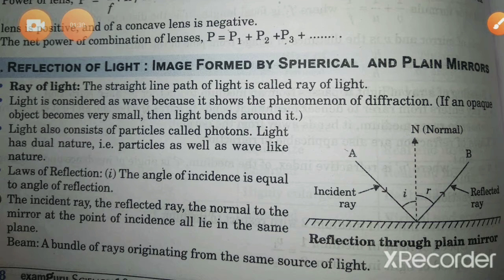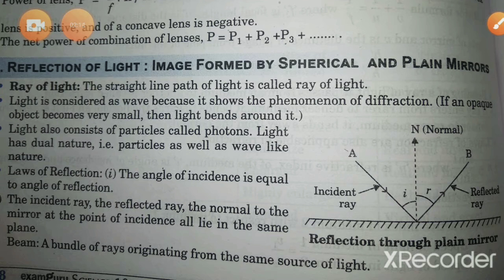Light is considered a wave because it shows the phenomenon of diffraction. Do you want to know what diffraction is? Diffraction means that we know light always travels in a straight line path, but when a very sharp edge, a very small opaque object comes into the path of the straight moving light waves, the light gets bent. This phenomenon is known as diffraction. That is, if an opaque object becomes very small, then light bends around it. So the bending of light is known as diffraction.